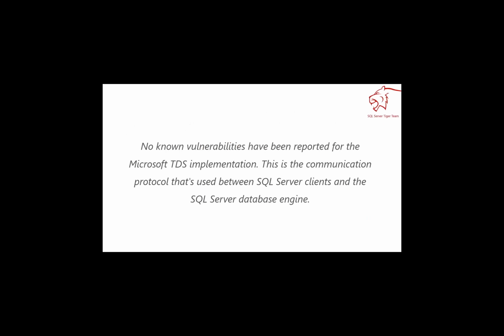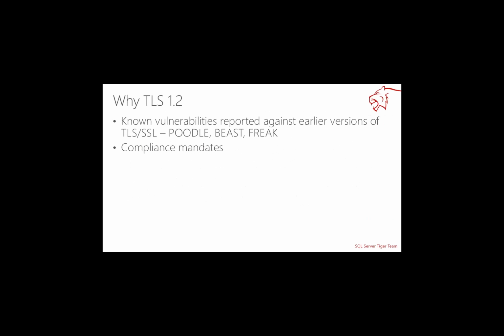Now, why would you actually move to TLS 1.2? TLS 1.2 resulted because there were a lot of issues or a lot of security holes that were exploited in the past. There were various issues reported, like Poodle, Beast, Freak. What these ended up doing was compromising machines or systems which were running either older versions of TLS or SSL, because of which most companies decided that TLS 1.2 would be the best way to secure their environment, both from a client traffic as well as from a database traffic standpoint.